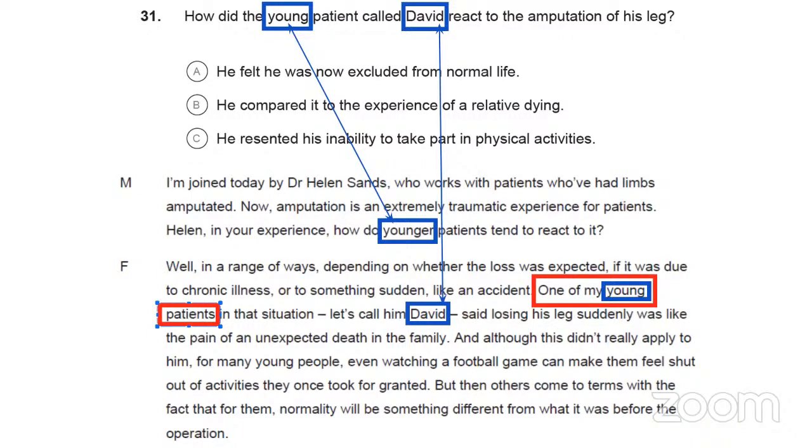So this is a concept. What is the concept? One among many. You have to remember that. One among many. You should remember that very clearly. One of my young patients.